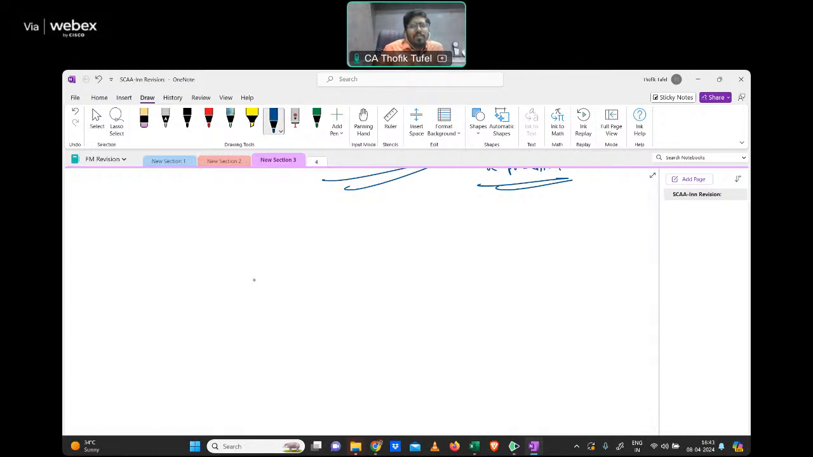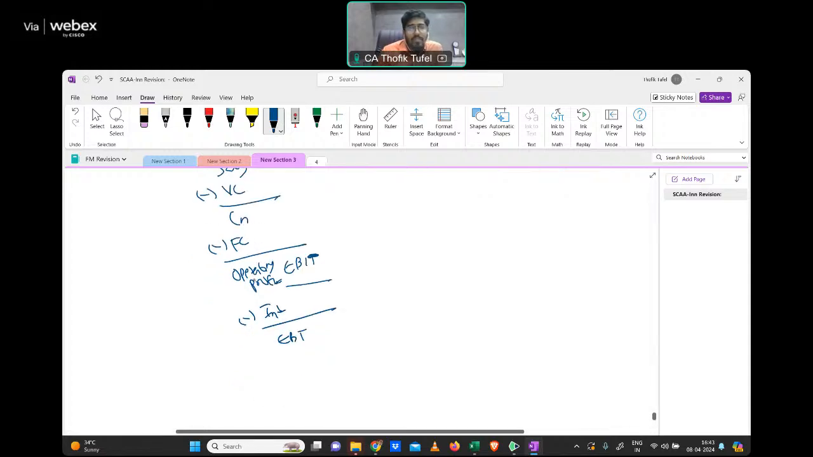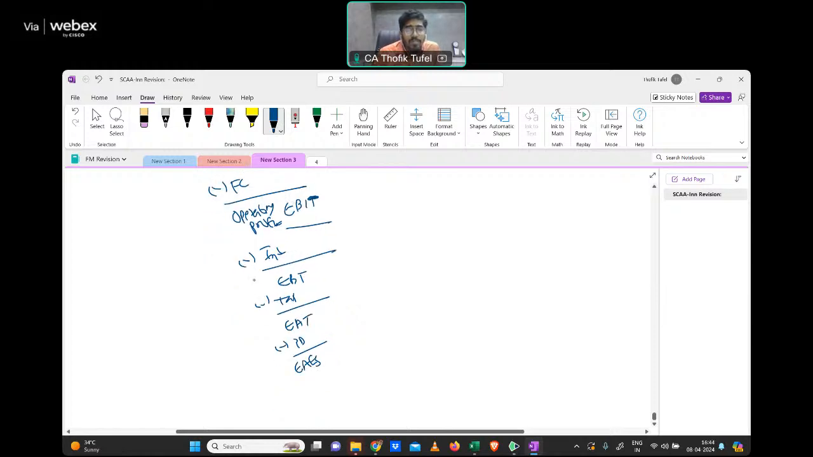First, you all know that sales minus variable cost will be the contribution. Minus the operating fixed cost will be the operating profit. This operating profit is what we call EBIT. This EBIT is the earnings which is available for both the equity shareholders and debt holders. Minus interest, you will get earnings before taxes. Minus taxes, you will get earnings after taxes. This is the earnings available to equity shareholders and preference shareholders. Then minus preference dividend, you will get earnings available to equity shareholders.